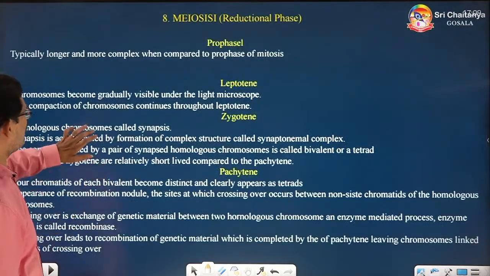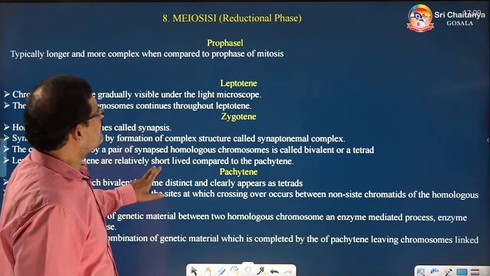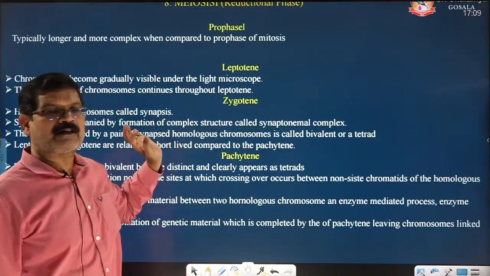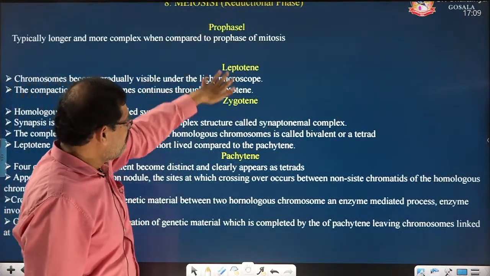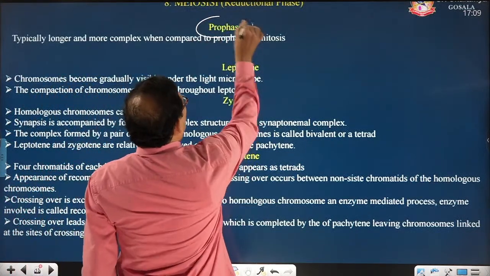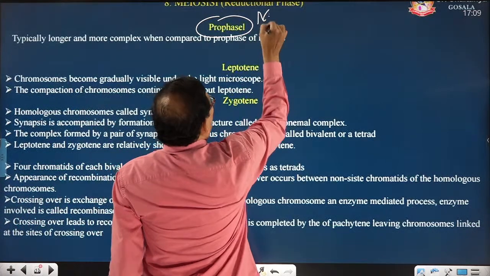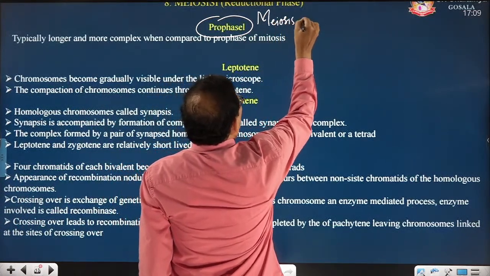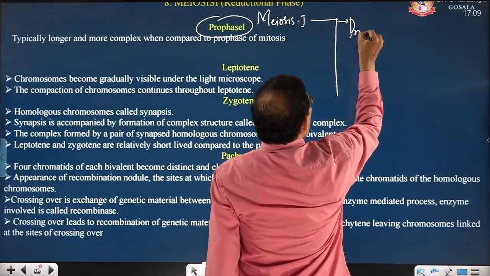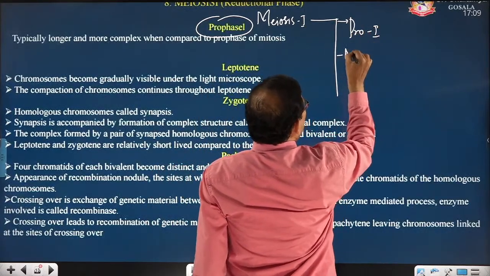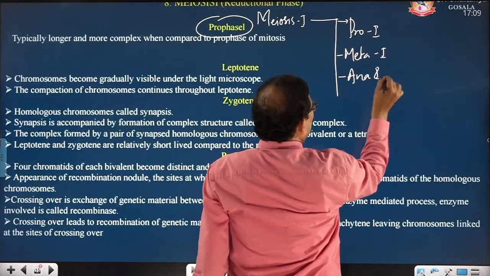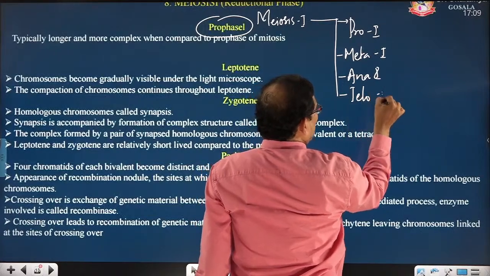See here, meiosis 1. What are the things which happen in meiosis 1? Meiosis 1 is called the reduction division. It is mainly divided into stages, subdivided into 4 stages. One is prophase 1, next one is metaphase 1, next one is anaphase 1, next one is telophase 1.